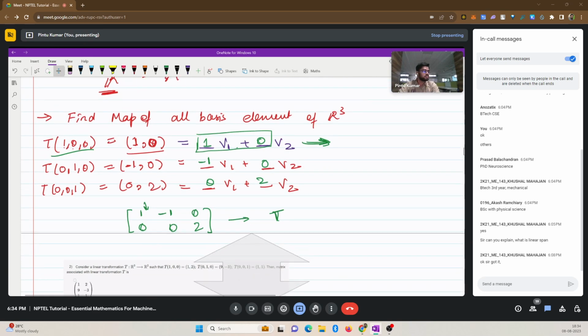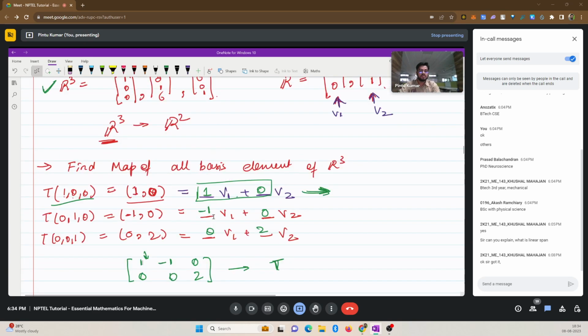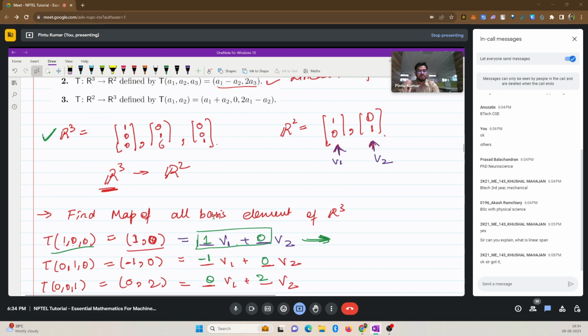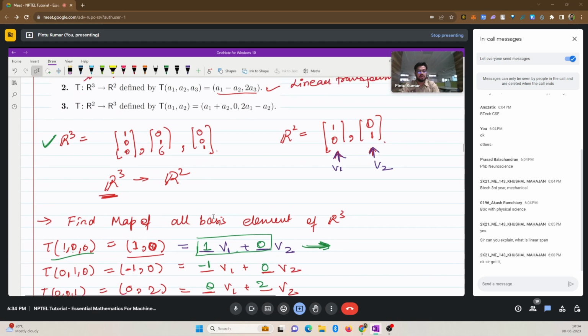Sir, after selecting the basis, we have to map them as a linear combination of the codomain set. Yes. First of all, you will map them according to whatever transformation you are given, and then you will write it as a linear combination of the basis of the codomain set.